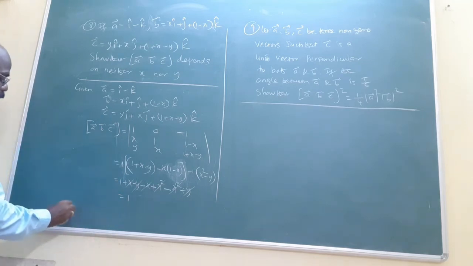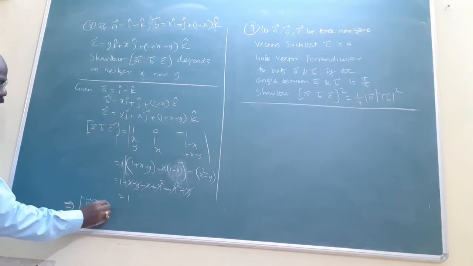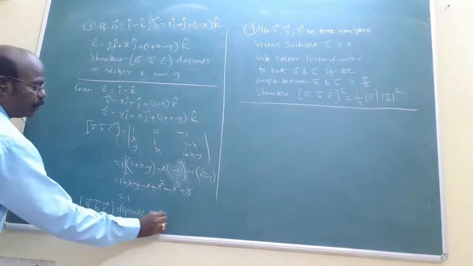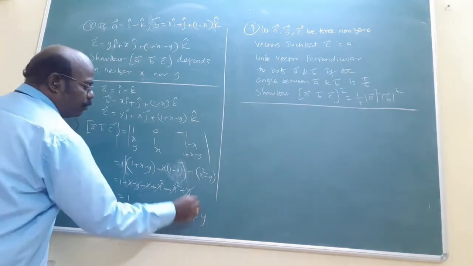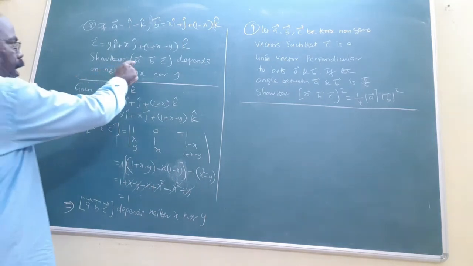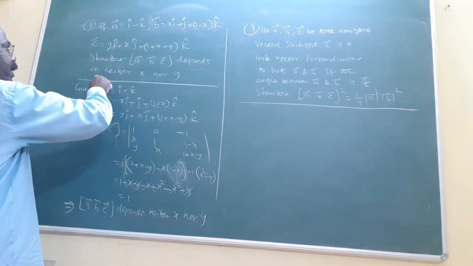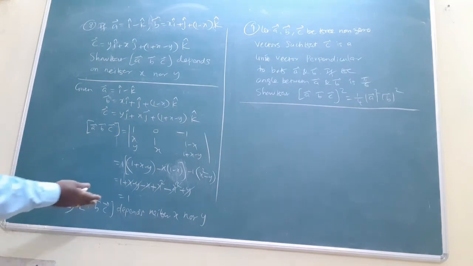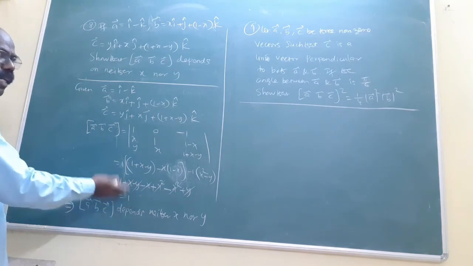Which implies that means what? The box product A, B, C depends on neither x nor y. The answer is not in only x or y. That is the meaning. Very simple concept. A vector, B vector, C vector are given. Clearly, the question asks to show that the box product A, B, C depends on neither x nor y. That means the box product A, B, C does not involve x and y. That is the answer.